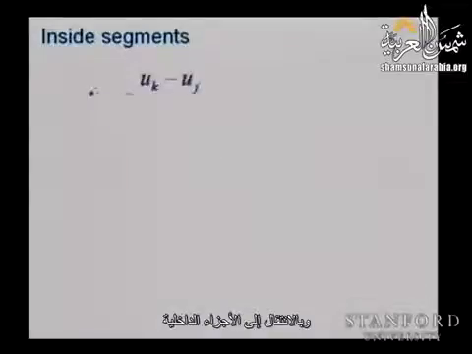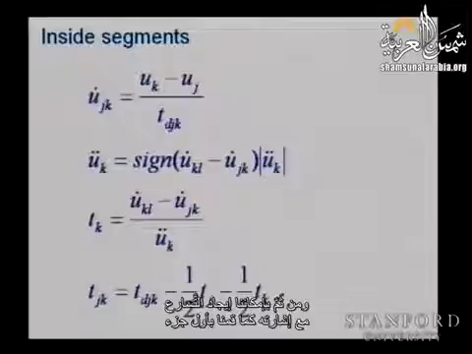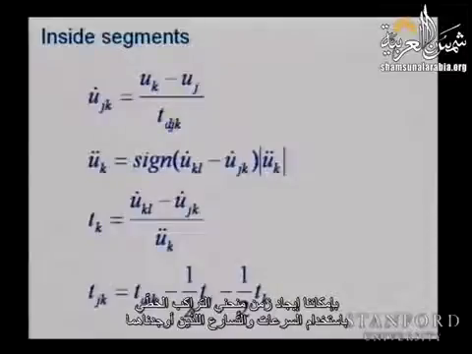Then moving on to the inside segments, again we can find the velocities, just simple position over time. Then we can find the signed acceleration the same way as for the first one. We can find the time for the linear blend by using the velocities that we found and the acceleration.